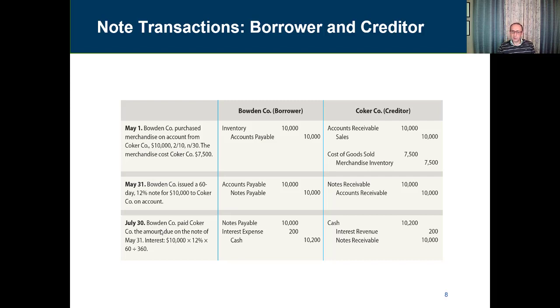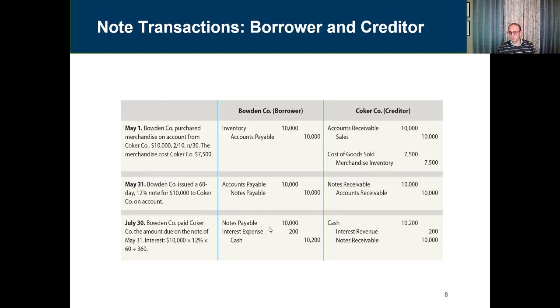60 days from May 31st, they are making their payment for the note plus the interest. So Bowden Company paid Coker Company the amount due on the note of May 31st. How do we calculate the interest? Again, it's the principal, $10,000, the interest rate, which is 12%, and the time, which is 60 days divided by 360, and it turned out to be $200.